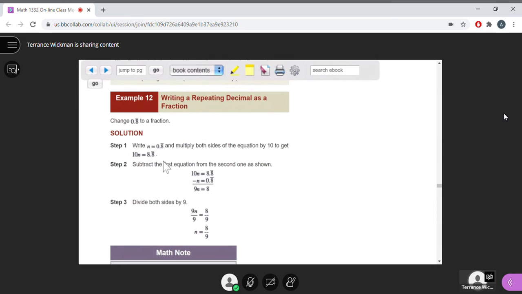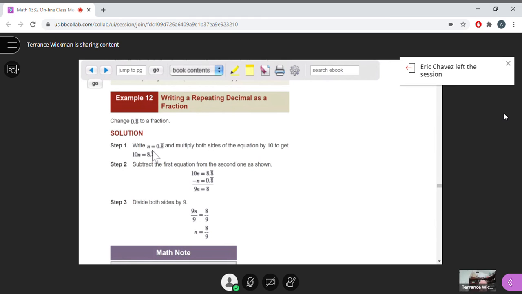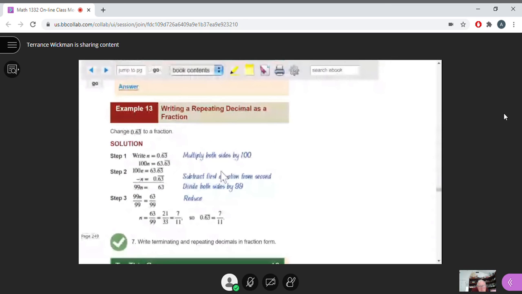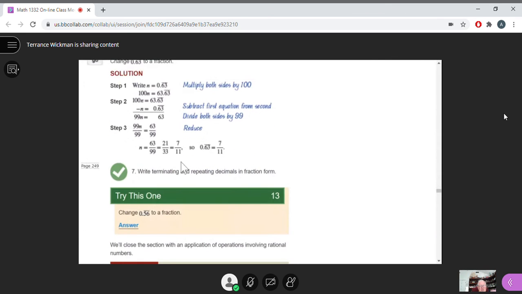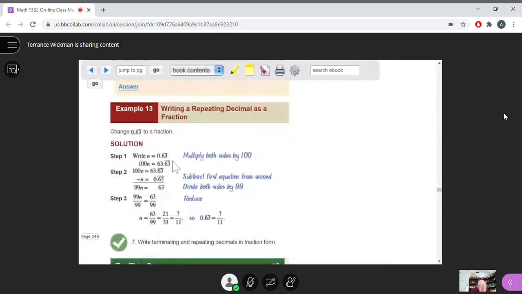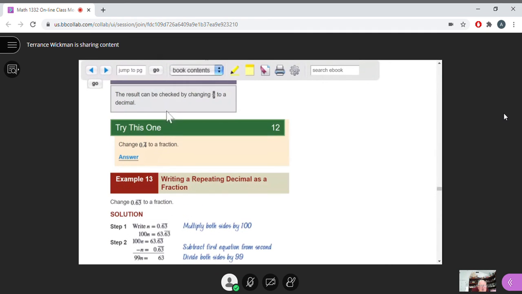Number 12 is not hard if you follow the directions. You know what I mean? You took the original equation, n equals 0.8, line over it, multiply both sides by 10 on each side, subtract this one from the other one. Number 12 you should look at. Same thing as 13 is the same thing. They just tell you now to do it without the little direction or guide.